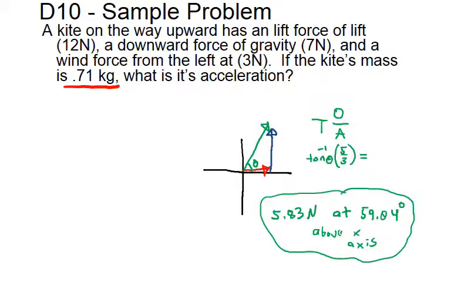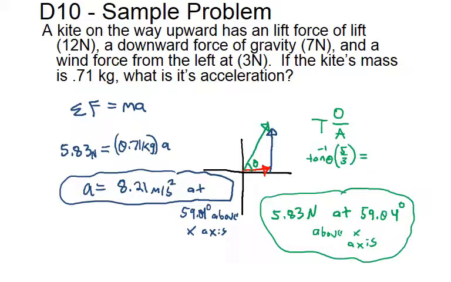Okay, so we should have gotten 8.21 meters per second squared. We know the force, we know the mass, and we can find the acceleration. And this is part of Newton's second law, where we talked about how the acceleration is in the same direction as the force. And so the net force is this direction, so the acceleration must be in that direction.